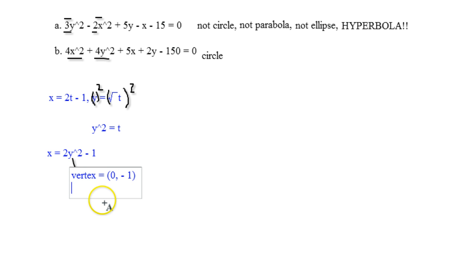Okay, and the focus is definitely going to be, let me see. Since it's y squared, it's going to be a horizontal parabola, which is new. So we'll be adding plus 0. So it's going to be 0 plus or minus p, comma, negative 1. Oh, no, it's actually going to be minus. I keep getting the two sets of rules screwed up. Okay, so it's going to be 0 minus p.